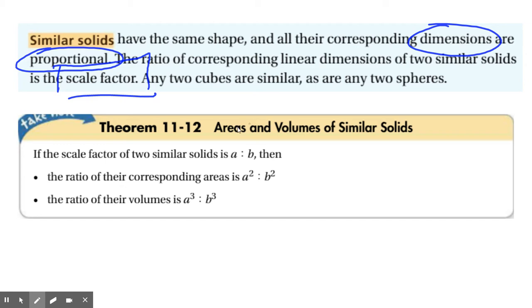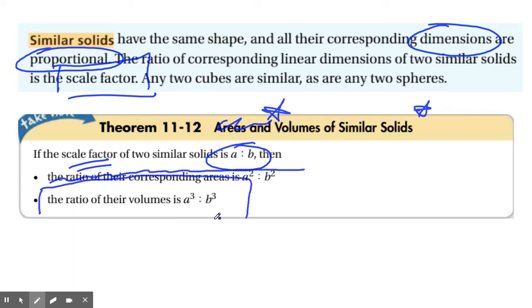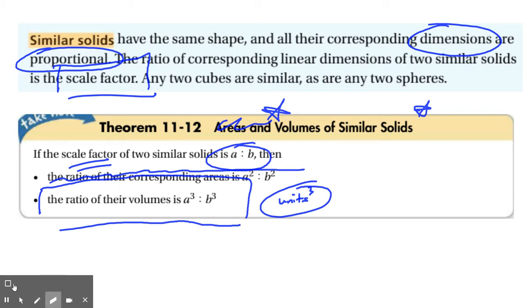So here is the main idea. And again, we're going to focus more just on volumes, right? So volumes of similar solids. If the scale factor between two similar solids is A to B, and we're going to just focus on the last thing here, the ratio of their volumes is A cubed to B cubed. Remember, for volume, it is units cubed. So think about that when you think of the ratio of the volumes of similar figures.